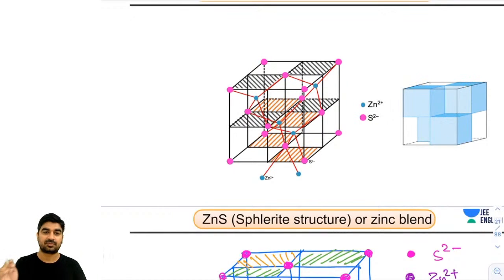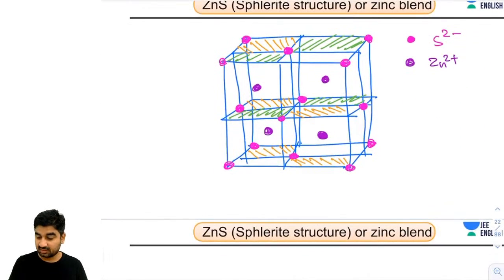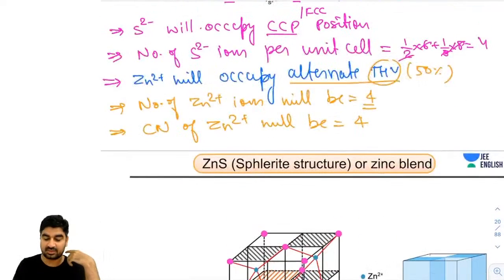Tell me guys, any doubt? So this is the structure of zinc sulfide. Again, if you have any doubt guys, please ask.